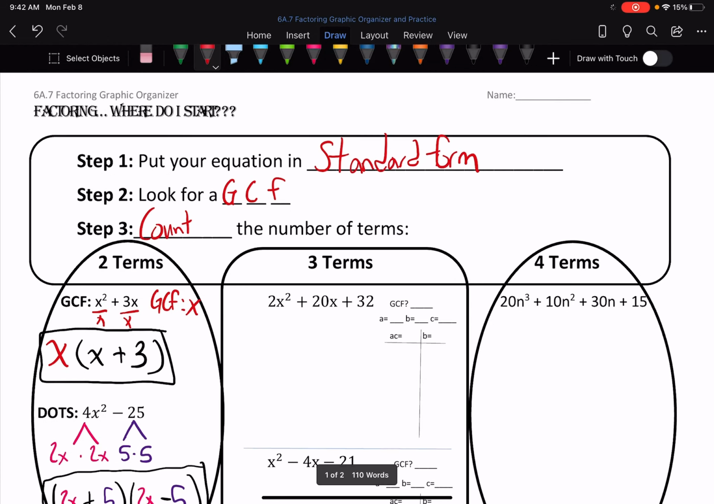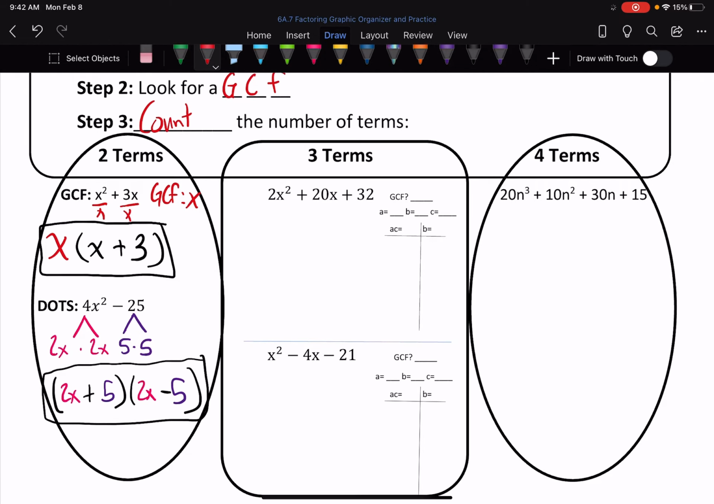Our first step, make sure it's in standard form, and in this case, this is in standard form. We're going from the highest exponent to the lowest exponent. Then we have to see if there is a greatest common factor. Well, in this case, each term contains at least a 2, so we can factor out the greatest common factor of 2. When I factor out the 2, I'm left with a polynomial x squared plus 10x plus 16, leaving me with an a value of 1, a b value of 10, and a c value of 16.